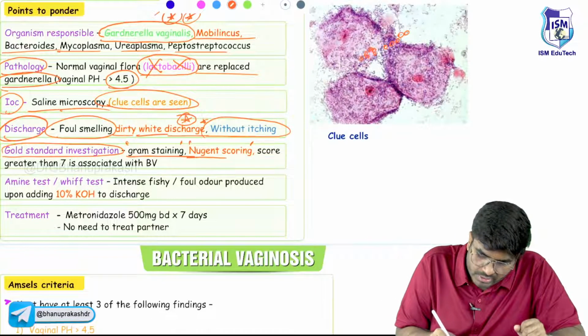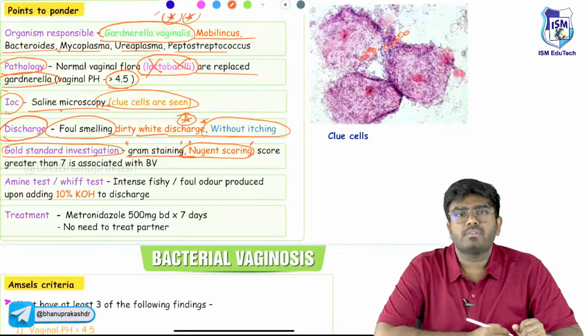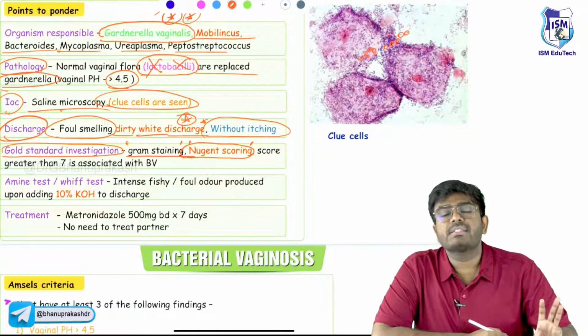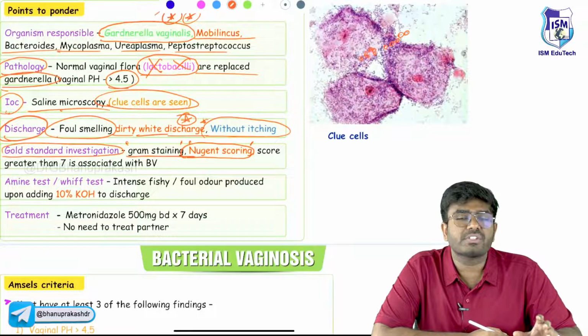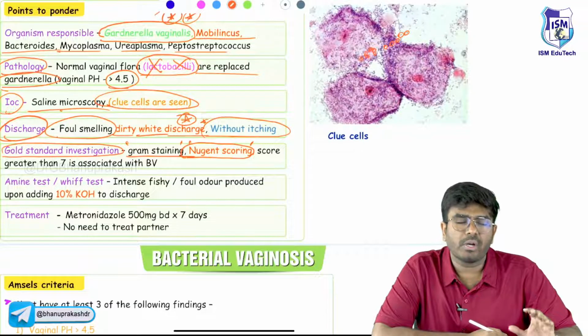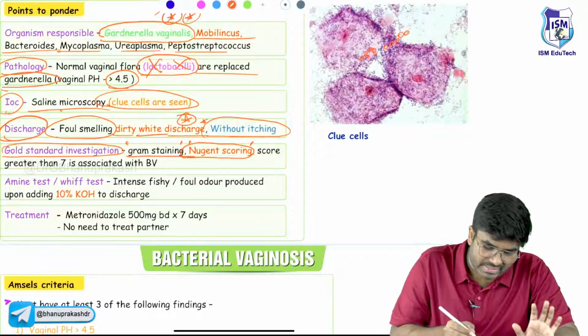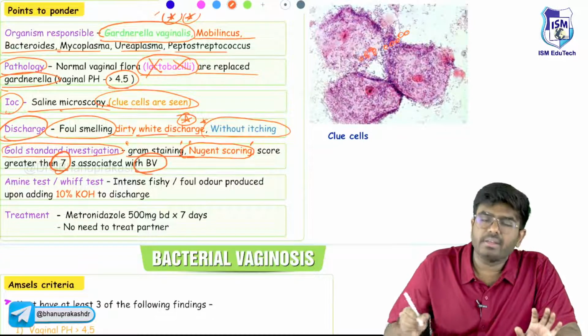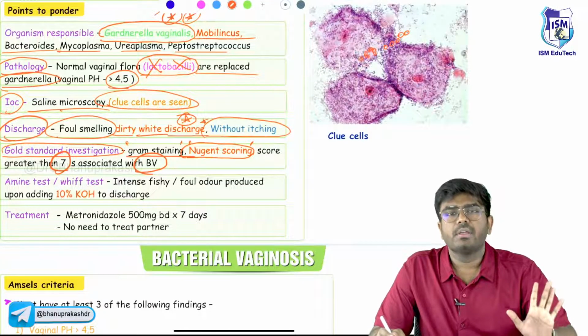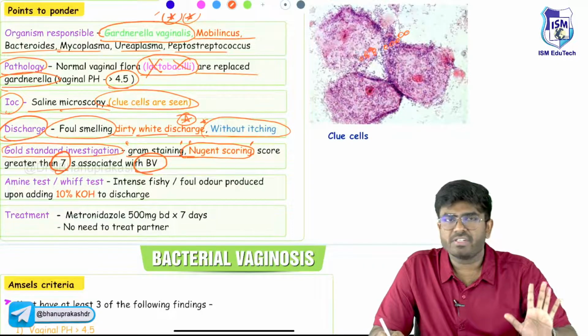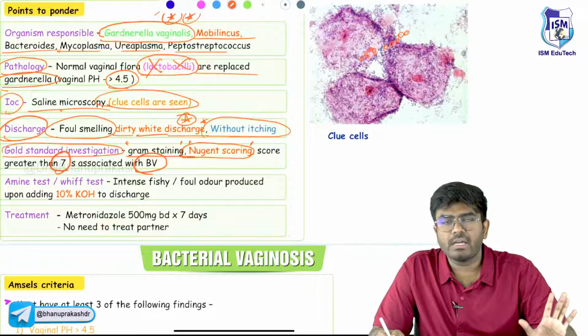The scoring system is called the Nugent scoring. I don't want you to go into detail about what exactly this Nugent scoring is or what parameters are taken for it. Simply, if the score is greater than 7, it indicates bacterial vaginosis. The gold standard is Gram staining; the investigation of choice is saline microscopy, where you will see the clue cells.